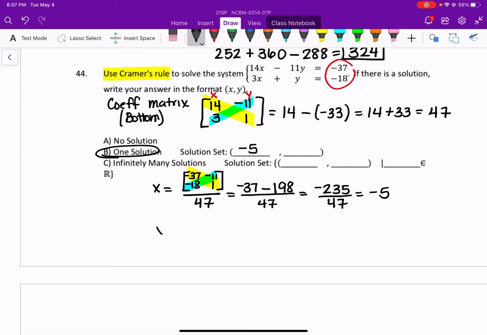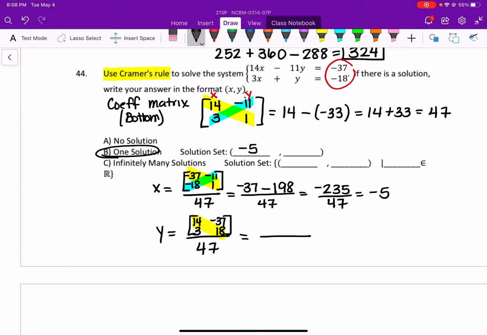So now we're going to find our y value, doing the same thing, except this time, when we do our top matrix, we're going to replace the negative 11 and the 1, the y column, with our answers. So I'm going to go ahead and do that. Negative 37 over 18, and then 14 and 3 are going to stay the same. Again, doing our determinant here, we're going to do 14 times 18, which is going to give us a negative.